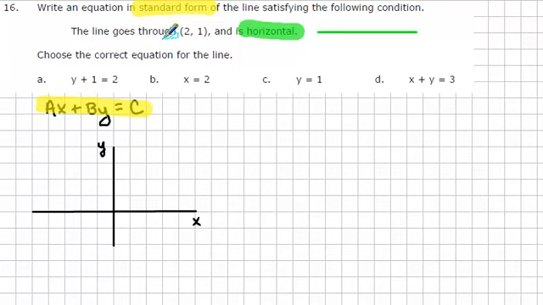To draw the line, start by plotting the point (2, 1). So go to the origin and then 2 units to the right and 1 unit up. This is the point (2, 1). Then draw the line through that point that is horizontal. So draw a horizontal line through the point. And our goal is to find an equation of this horizontal line.